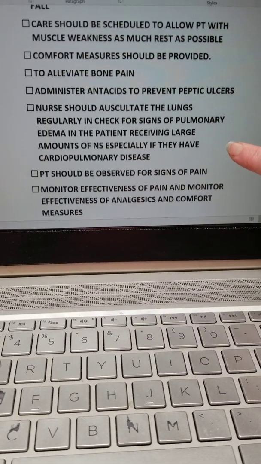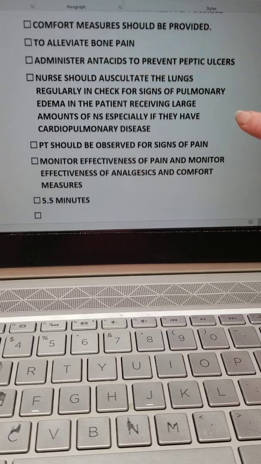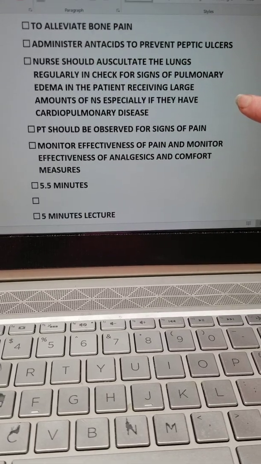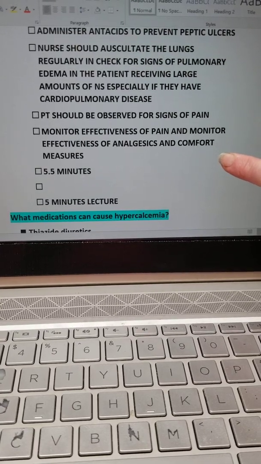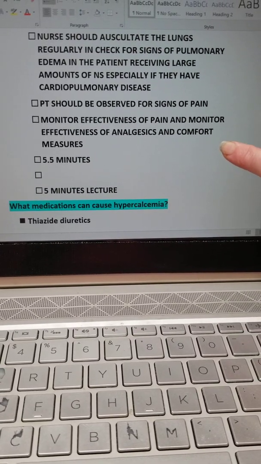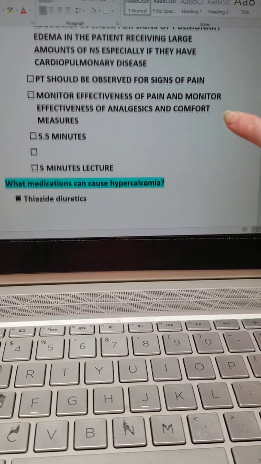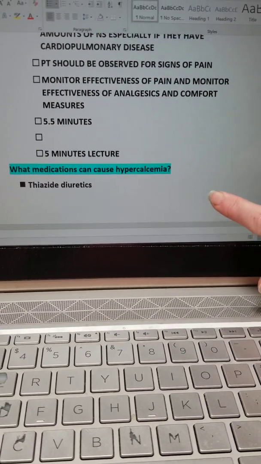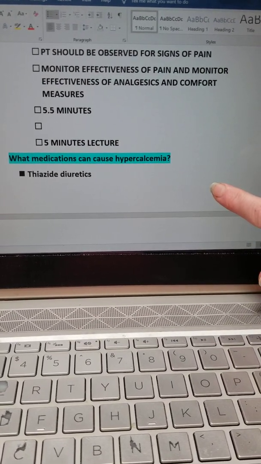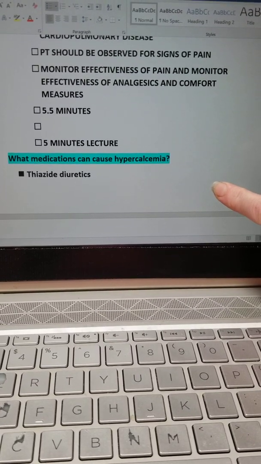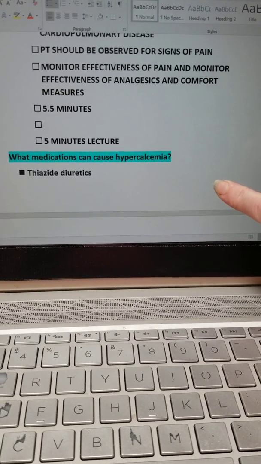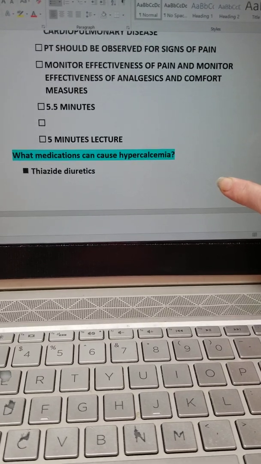And the nurse should auscultate the lungs, listen to lung sounds regularly, and check for signs of pulmonary edema in the patient receiving large amounts of normal saline IV fluid, especially if they have cardiopulmonary disease. Patients should be observed for signs of pain, and monitor effectiveness of analgesics and comfort measures.